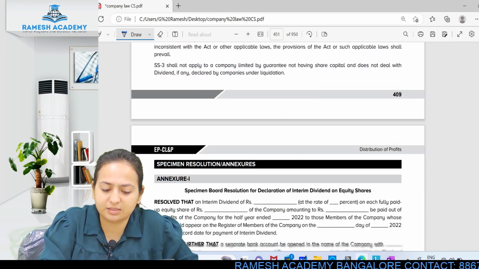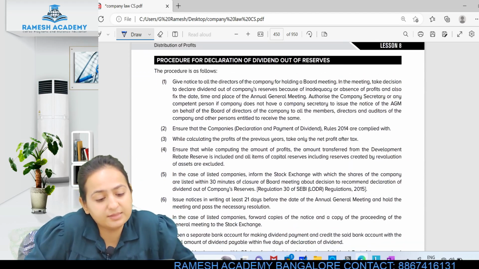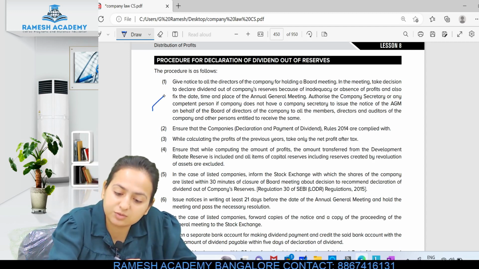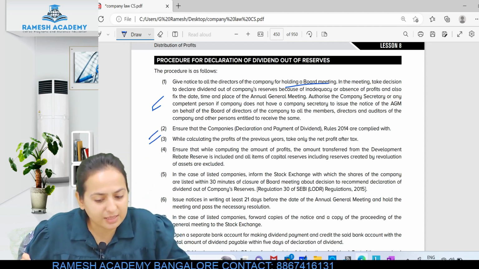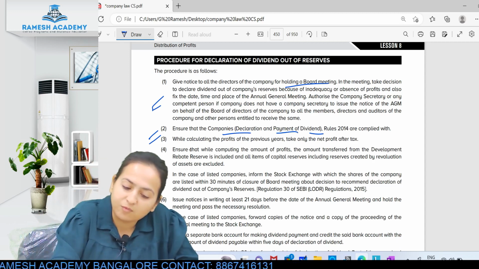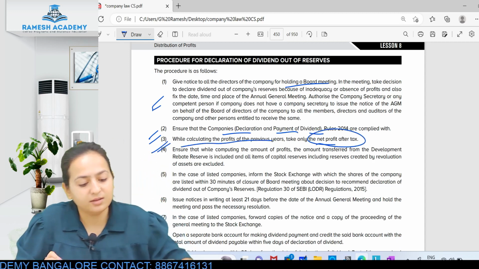What is the procedure with regard to declaration of the dividend out of the reserve? Procedure: for declaration of dividend, you will give a notice to the BOD for the board meeting. Ensure all the provisions are complied with respect to the company's declaration and payment of dividend. While calculating the profits for the previous year, you will take the net profit after tax.